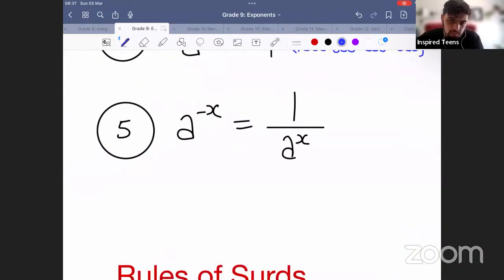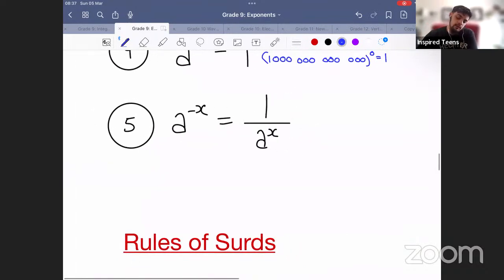Let's talk about a negative exponent. So negative exponents, basically, if they are in the numerator, you can take them to the denominator to make them positive. And if they are in the denominator, you can take them up to the numerator to make them positive. So if you want your answer to be in terms of positive exponents, you can always take these to the numerator or denominator. So in this case, what we actually have is a to the power of negative x over 1. So I took it to the bottom, because anything can be written over 1. I took this guy to the bottom, and it became 1 over a to the x.